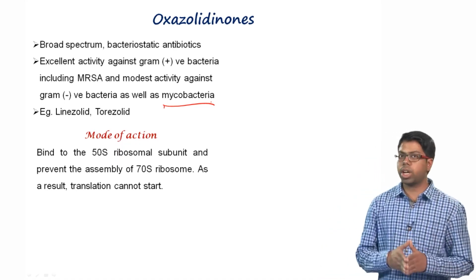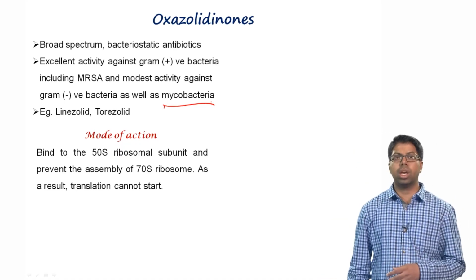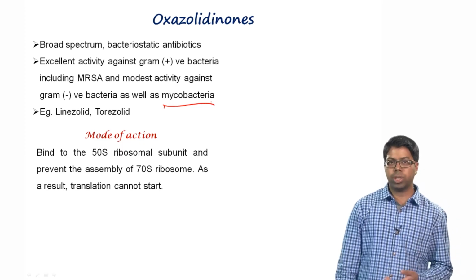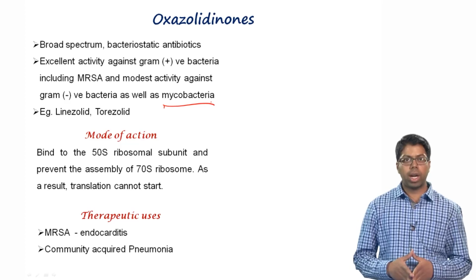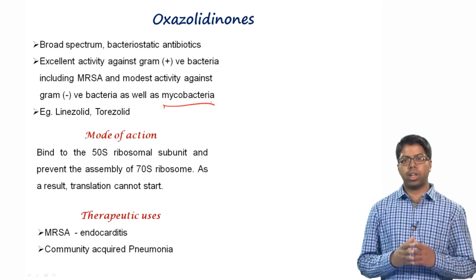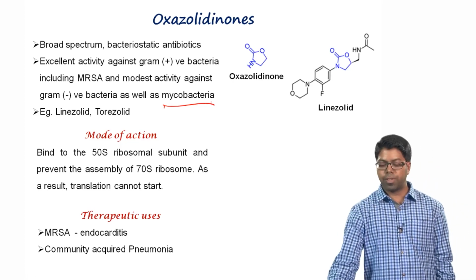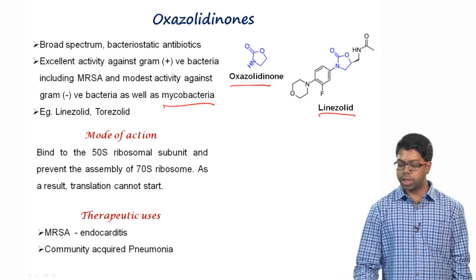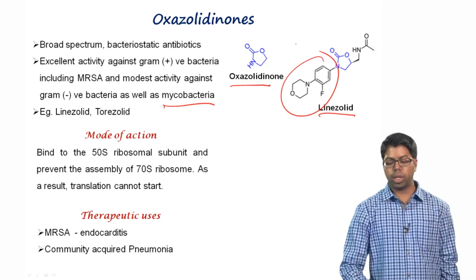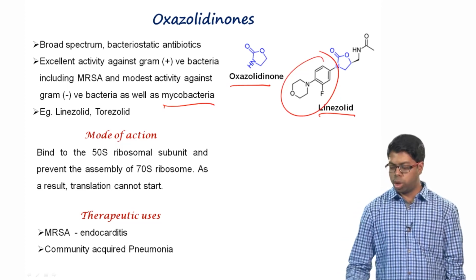This class of antibiotics is used for many infections which are resistant to many clinically used antibiotics, such as methicillin-resistant Staphylococcus aureus caused endocarditis. They are also useful in community acquired pneumonia. This is the basic pharmacophore of oxazolidinone, and this is the structure of linezolid, which contains a 4-substituted phenyl ring in the third position of the oxazolidinone pharmacophore.